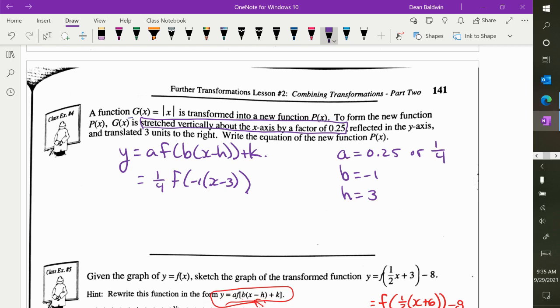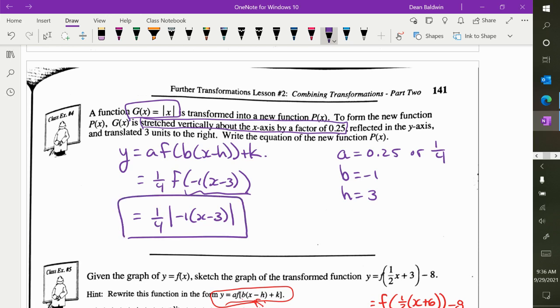Since we know what the function is, I can sub this in. What would I do? Yes, whatever's in the brackets here goes in for x. So I get the absolute value of -1 x minus 3. And what do I put on the outside? 1/4. And then you can walk away because you are done.